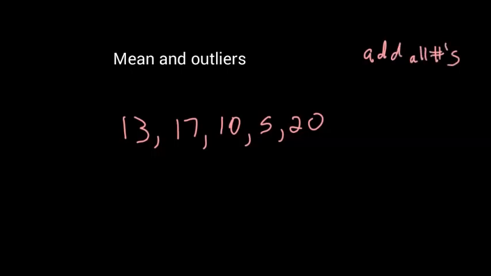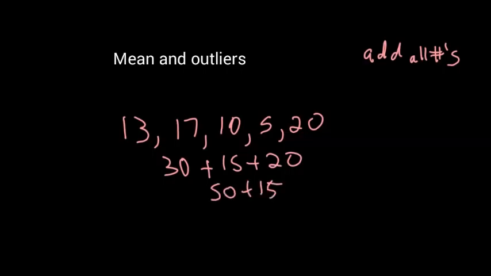So I'm going to add these up. So 13 plus 17 would be 30. 10 plus 5 would be 15. 30 plus 20 would be 50. Plus the 15 would be 65. So I get a total of 65. I use some of our math properties there. That's the commutative property. And got my answer of 65.